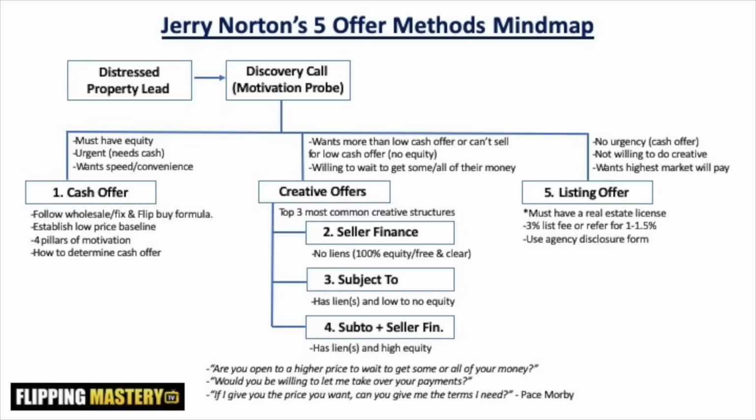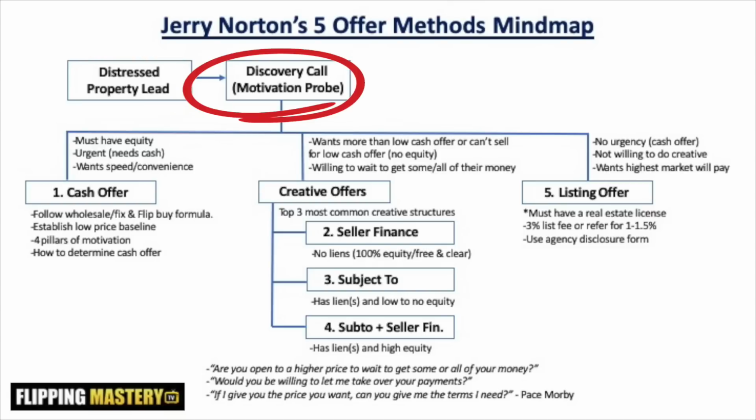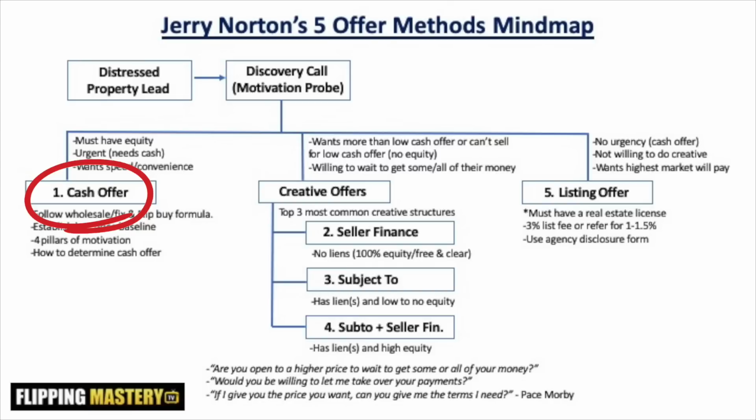Okay, let's deep dive into the 5 closing methods to maximize every lead. And as a reference, I'm going to refer to my mind map so that you can also see a visual breakdown. Now, once you generate a distressed property lead and you do a discovery call, or what I like to call a motivation probe, the first method is the most common and where every offer should start. It's what most investors do, especially wholesalers and new investors, and that is to make a low cash offer.